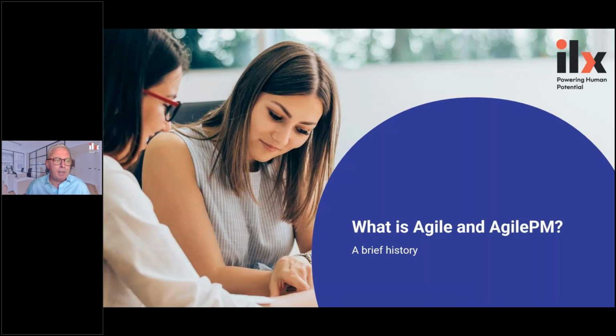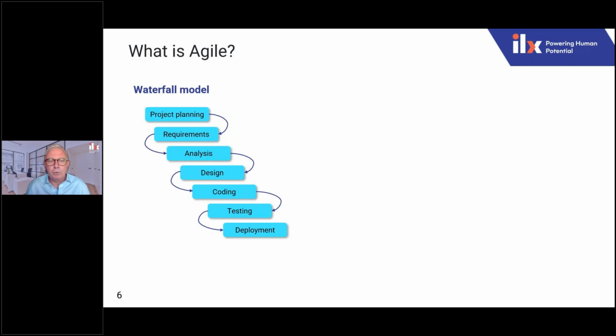And Agile PM is one of many different Agile approaches. Agile itself in name has been around since 2001, but it actually began to develop and grow during the late 80s and the first tech revolution that took place. And it did so because of an approach called waterfall. Some of you may be familiar with the waterfall project approach.